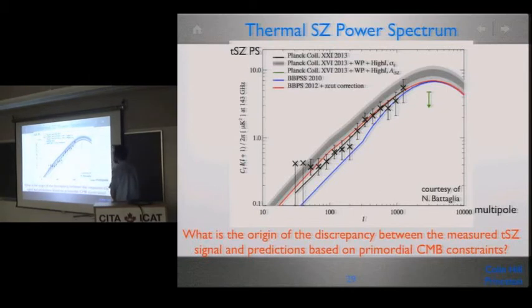No, not exactly. You get essentially the same results if you use Nick's profile or if you use the Arnaud pressure profile.